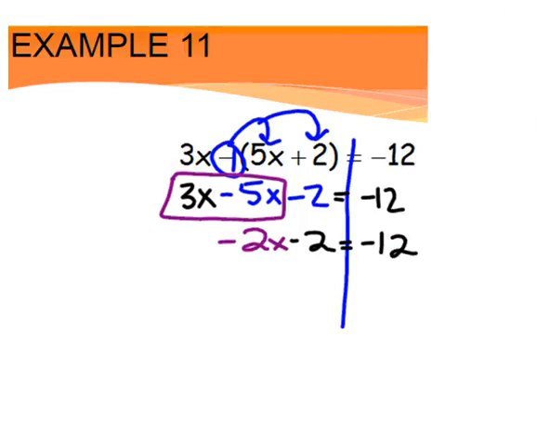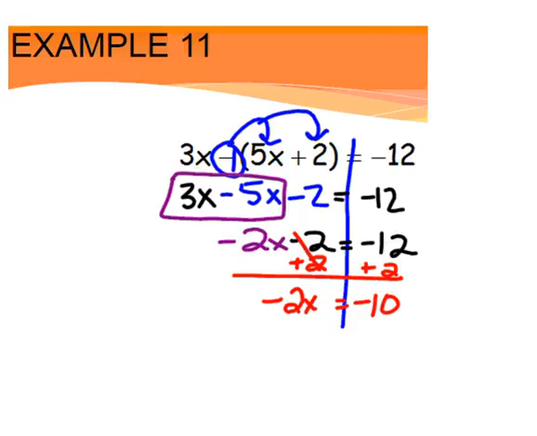Now that we have all the simplifying out of the way, we can go ahead and start to solve this equation. So we want to start with the constant on the side of the variable. Here, our constant, the one that's not attached to the variable, is -2. We can inverse that with a +2. That will make the constants cancel out, so we can bring down the -2x, and -12 plus 2 is -10.